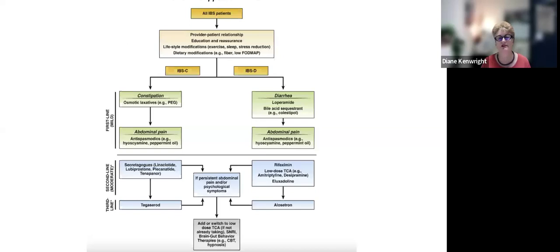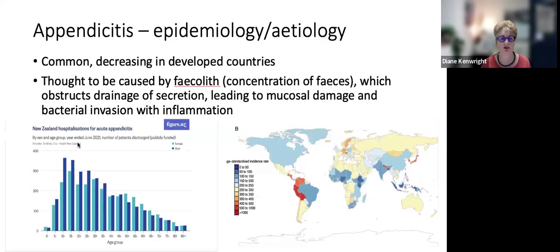Okay, how is it classified? So we have IBS patients. We've talked about post-infectious IBS, and now we divide it into IBS predominantly constipation and IBS predominantly diarrhea. And the treatment, as you can see here, is aimed at relieving symptoms because we can't really relieve the cause. The cause is unknown.